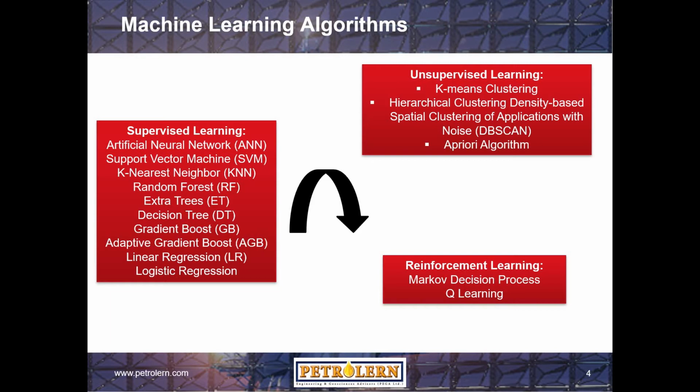And then the second type, as we discussed, was unsupervised, and examples would be k-means clustering, hierarchical clustering, and density-based spatial clustering of applications with noise, which is called DBSCAN. Then you have the Apriori algorithm, which is another type of unsupervised learning. So in all of these techniques, you're pretty much clustering your data. And then the third type is called reinforcement learning, where you can use Markov decision process and Q-learning. These are some examples of reinforcement learning.